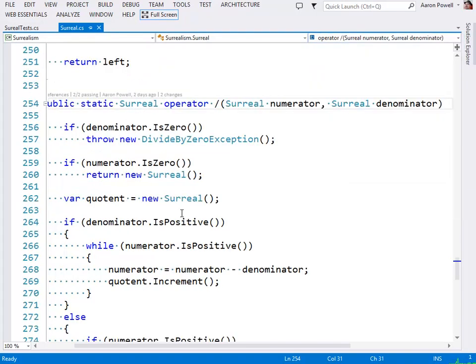But there's a few interesting things that we need to take care of when we're doing division, such as divide by 0. And we know that when we divide by 0, well, that's going to just screw up in pretty much anything. So the .NET framework gives us a divide by 0 exception.